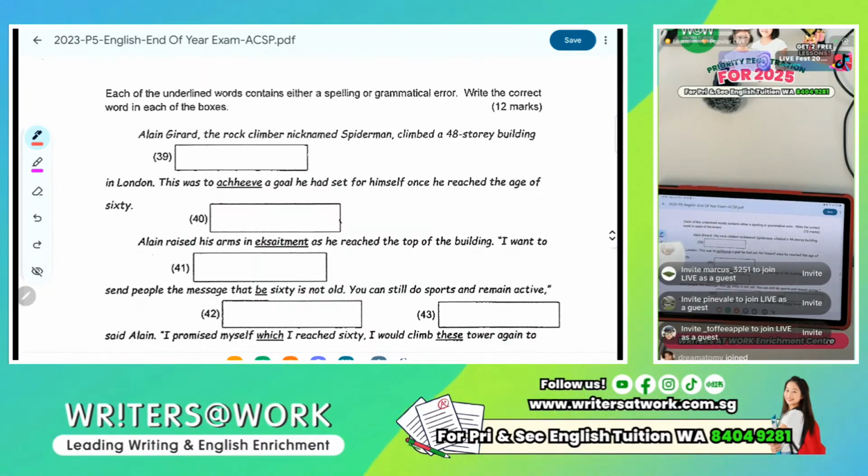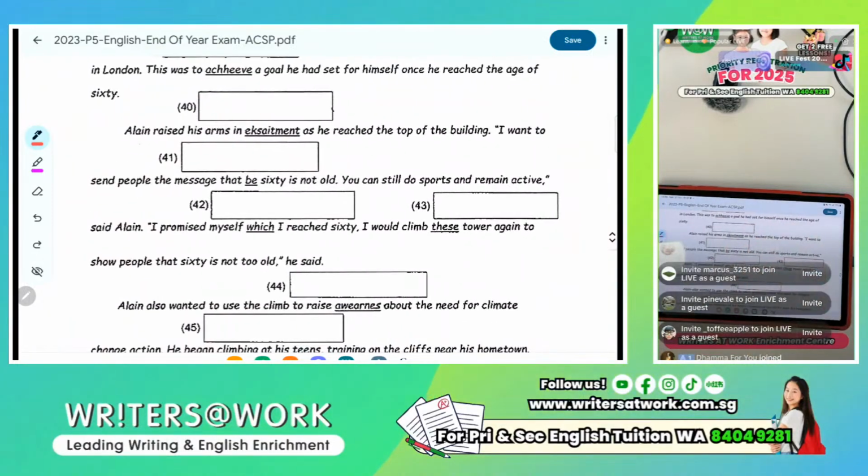So we're looking at how this rock climber climbed a 48-story building in London. This was to achieve. Achieve is spelled wrongly here. A goal he had set for himself once he reached the age of 60. Alan raised his arms in excitement. Excitement is spelled this way.